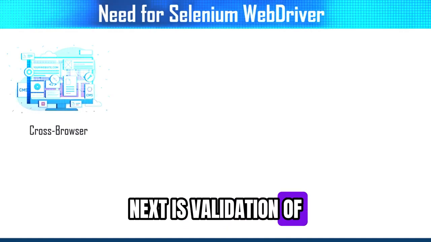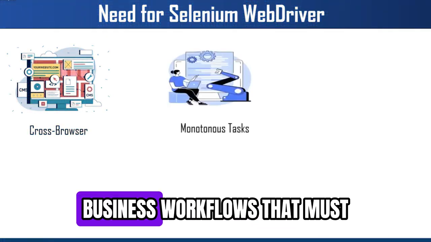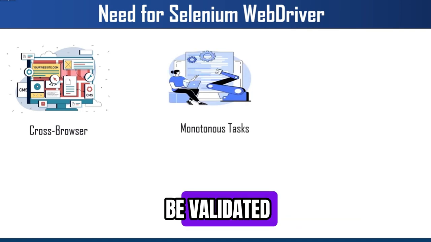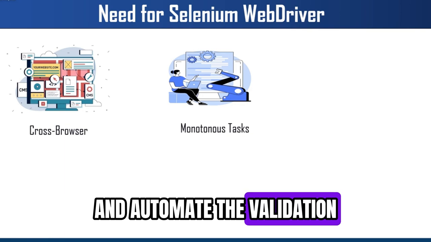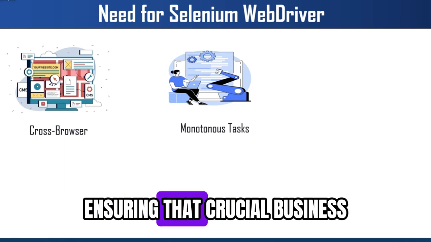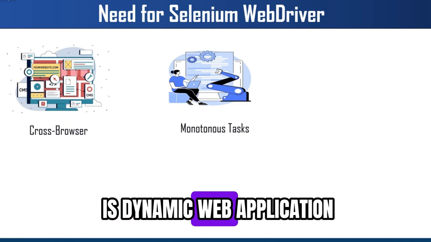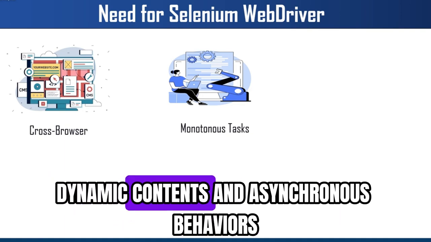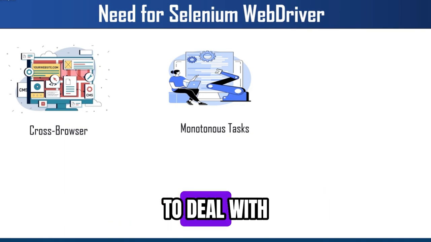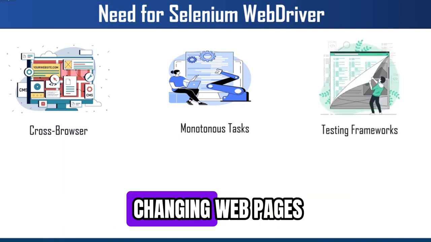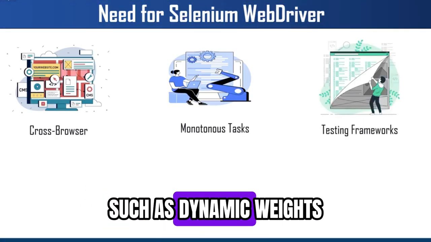Next is validation of business workflows. Web applications frequently include complex business workflows that must be validated. Selenium WebDriver allows testers to script and automate the validation of end-to-end workflows, ensuring that crucial business processes work properly. The last one is dynamic web applications. Dynamic content and asynchronous behaviors are used in many modern web applications to deal with the challenges of dynamically changing web pages. Selenium WebDriver includes mechanisms such as dynamic waits.